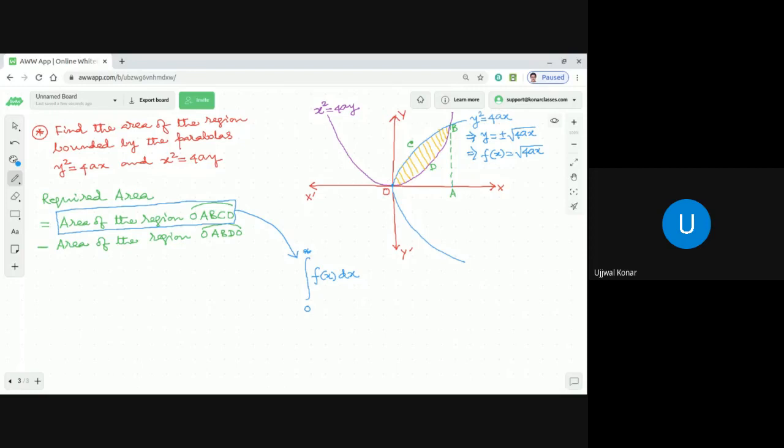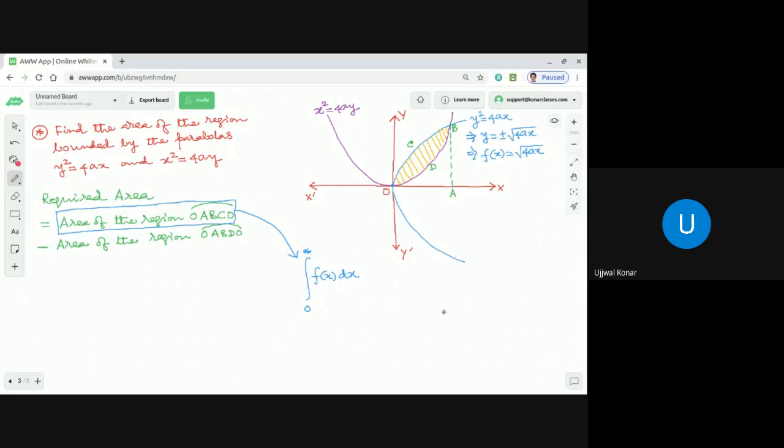Now the question is how to find the x coordinate of A. Can someone give me any idea how we can find the x coordinate of the point A? Or the other way, can you find the coordinate of the point B, which is the intersection of the curve y square equal to 4ax and x square equal to 4ay? So here is the concept of algebra and coordinate geometry converging together, mixing together. Okay, how? Let me tell you.